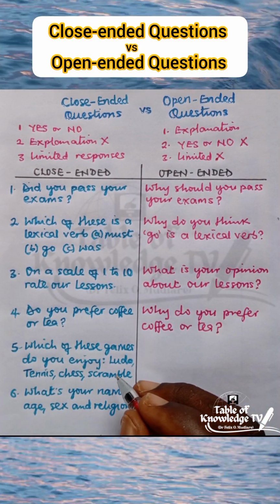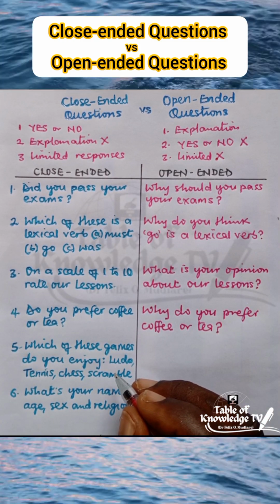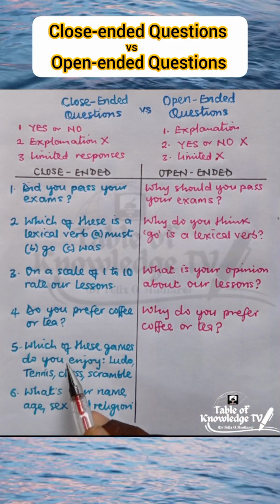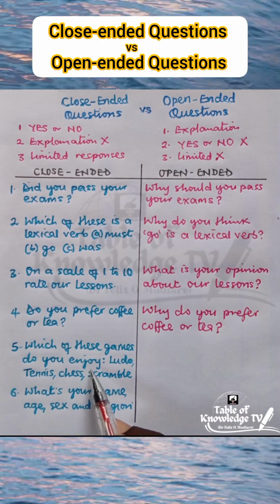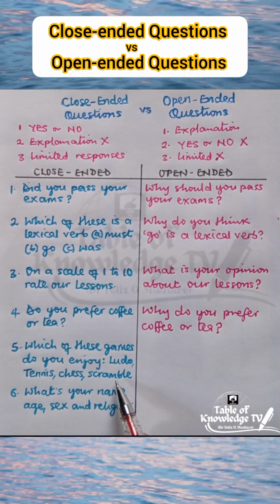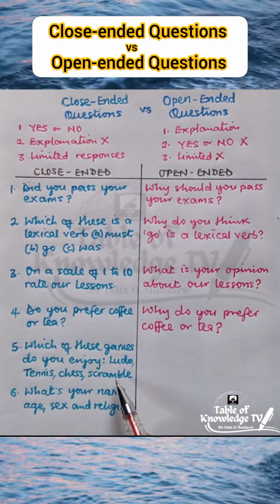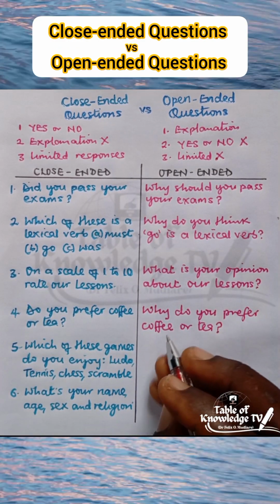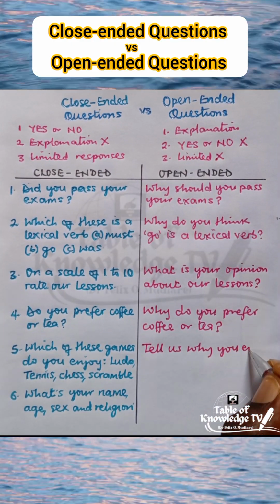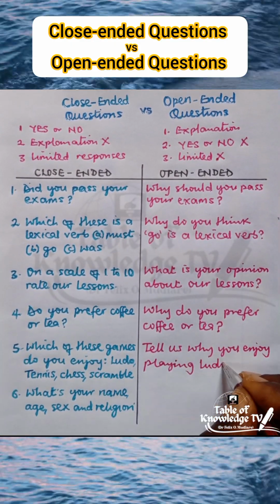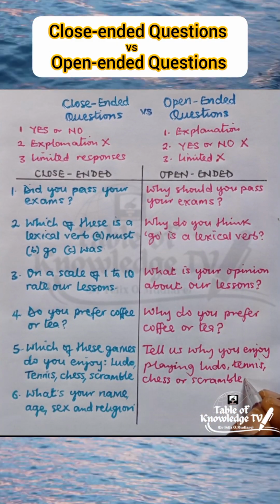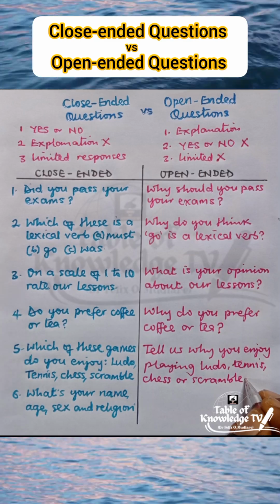A close-ended question could also be a checklist, a list of items from among which you are to choose. For instance, which of these games do you enjoy? Ludo, tennis, chess, scramble. You are simply to just pick one without any explanation. Now let's look at the open-ended version. Tell us why you enjoy playing Ludo, tennis, chess, or scramble. This requires an explanation. It is open-ended.